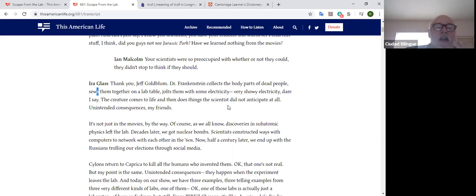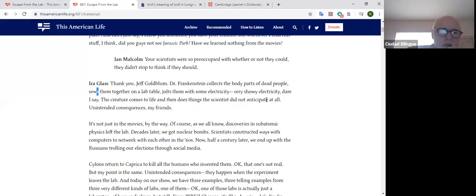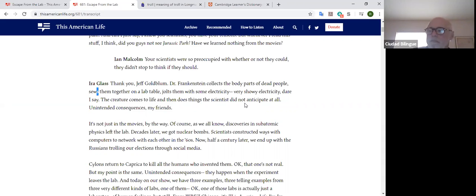Okay. So the yes no question one more time. Sorry, Cesar. Does Dr. Frankenstein sew them together on the table? Perfect. Sew them together on a lab table. Yes, he does. Now, change Dr. Frankenstein to somebody else. Does Maria sew them together on a lab table? No, she doesn't.